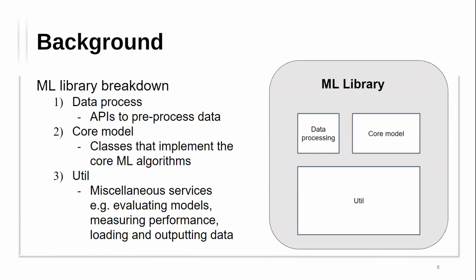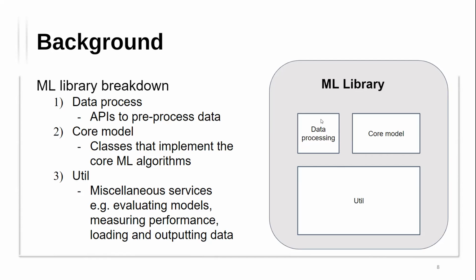So the authors of this paper decided to break down the code in the machine learning libraries into three different categories, broadly speaking. Data processing, which is what we mentioned earlier: pre-processing the data, cleaning the data, format conversion, and so on. Then we have the core model, which is implementing the learning algorithms. And finally, the util, which is just miscellaneous things like model evaluation. I think they mentioned something like a confusion matrix, I'm not sure. But basically, it's just auxiliary functions that don't tie into either the data processing or the core model.